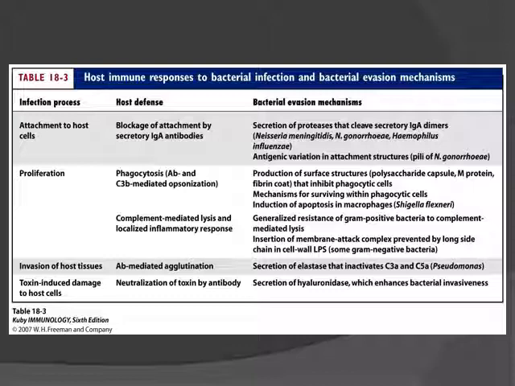The other weapon, or immune mechanism, used by the body to prevent proliferation is complement-mediated lysis. But some types of bacteria can evade this mechanism through generalized resistance of gram-positive bacteria to complement-mediated lysis.